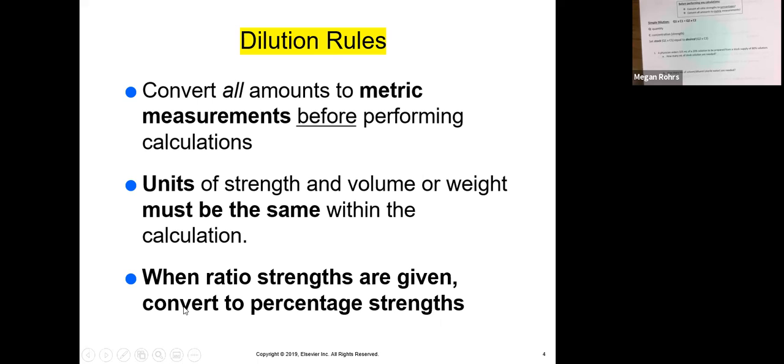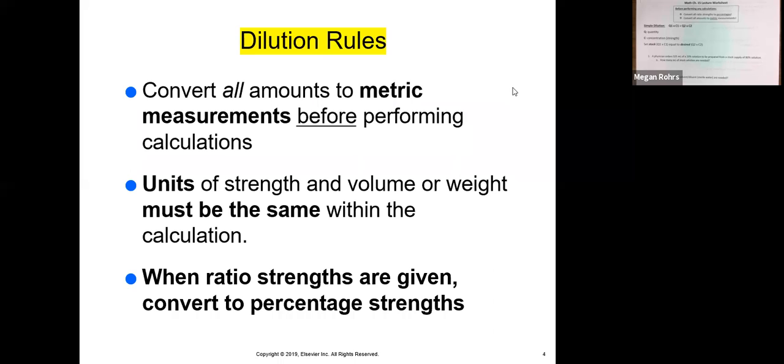And then number three, when ratio strengths are given, always convert to percentage strengths. So this is where chapter 14 plays a role in this week's math. I told you last week that it would follow us over, and that will be occurring in a few problems this week here. So anytime you're given a ratio strength, you got to convert that into a percentage strength first. If you're still struggling with that concept, I would go back and watch the lecture from last week. And then if you still have questions, get with me on that and let me know so we can make sure that you're comfortable with that concept before moving on to this week's math.